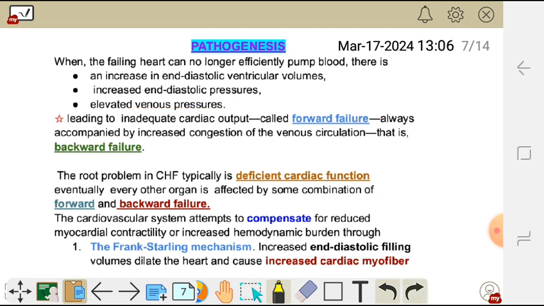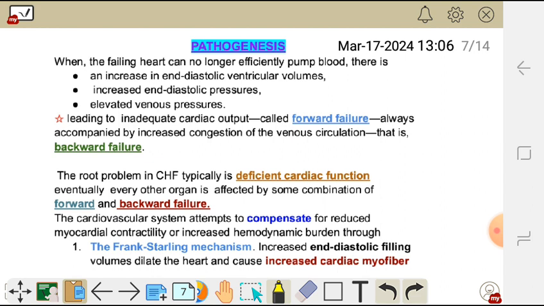As a result, it will lead to inadequate cardiac output. Cardiac output will be affected because the pressure is increasing. This inadequate cardiac output is what we call forward failure. And this forward failure is also accompanied by increased congestion of the venous circulation. The venous circulation will be congested. This congestion in venous circulation is what we call backward failure.